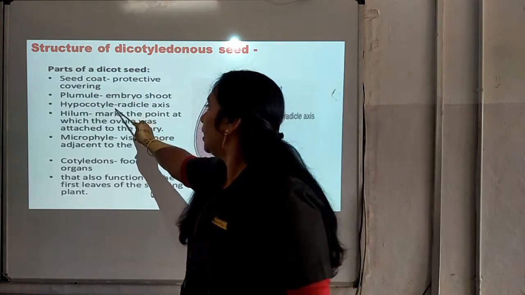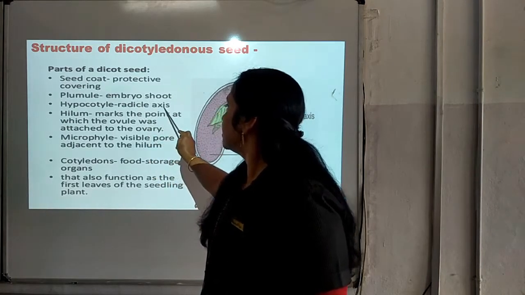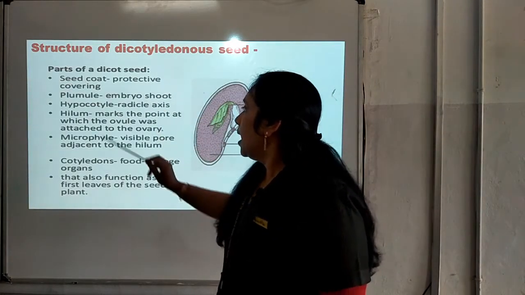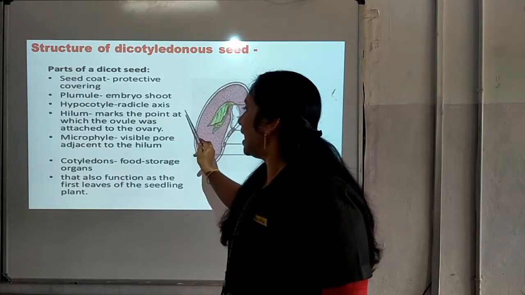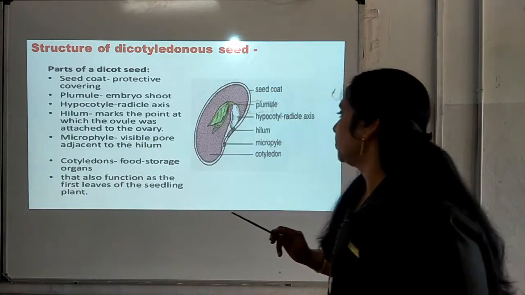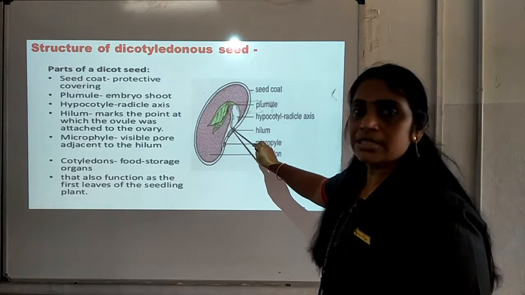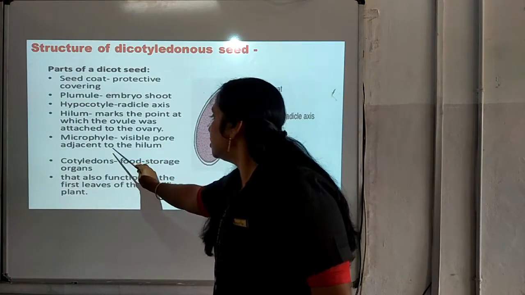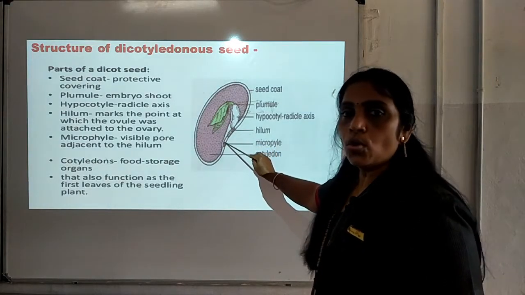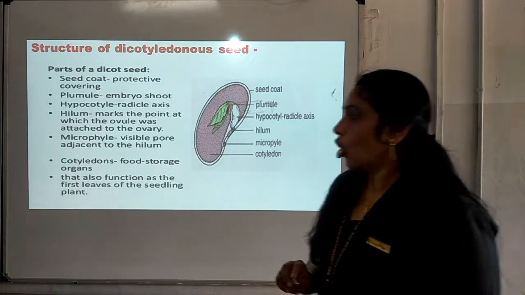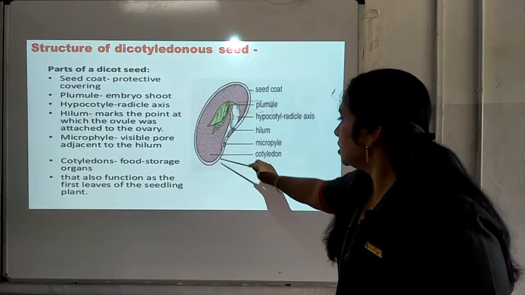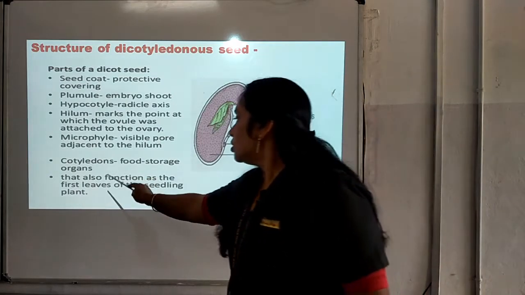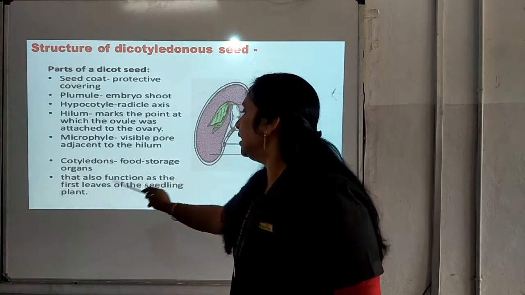Next one is hypocotyl, the radicle axis. Radicle axis means from this the radicle is produced; that is why it is called hypocotyl. Radicle means root system. Hilum marks the point at which the ovule was attached to the ovary. It is called hilum. Micropyle is a visible pore adjacent to the hilum. Near the hilum there is a small pore, that is called micropyle. Cotyledon: food storage organs. This cotyledon is a protective layer and it is storing the food. That also functions as the first leaf of the seedling plant.